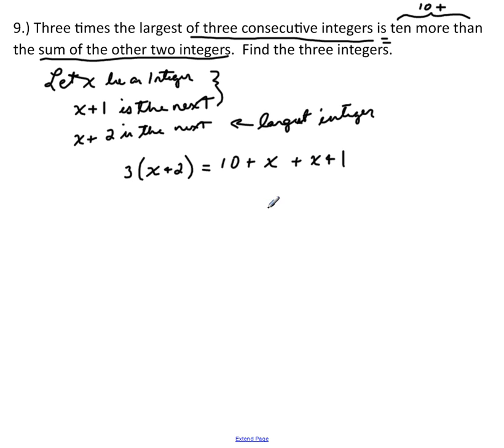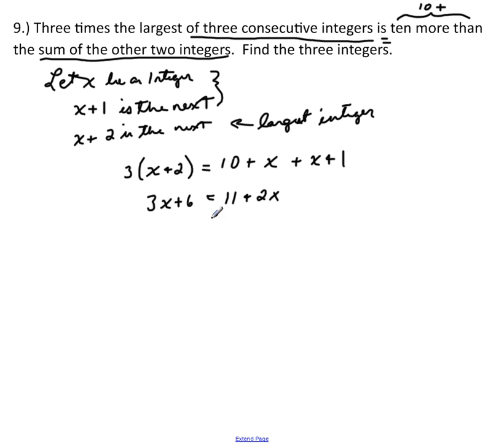Well, this looks like one of those familiar types of equations that we've been solving all along. So, of course, we start by simplifying. We distribute on the left to get rid of our parentheses. We've got 3x plus 6 on the left. On the right, let's combine our like terms. We've got 10 plus x plus 1. Well, 10 plus 1 is 11, and x plus x is 2x. What does that give us?